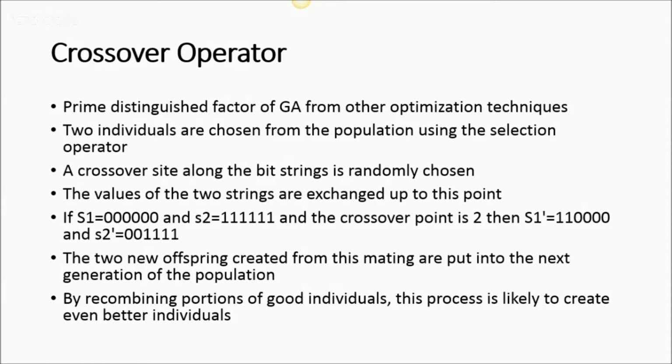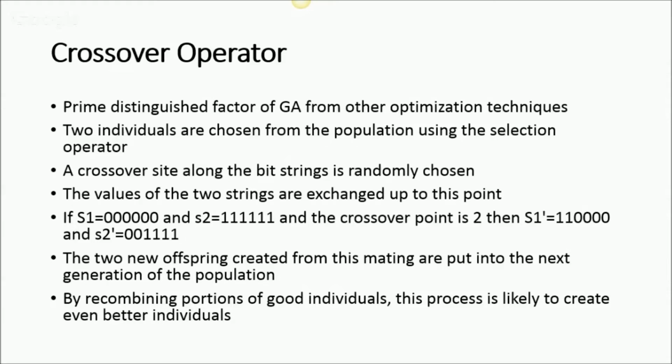So the next thing we can look at is crossover, which we just talked about. Two individuals are chosen from the population using a selection operator. A crossover site is chosen along the string, so if we're using ones and zeros as a bit string example. The values of the two strings are then exchanged along this point. So obviously if we've got a string with all zeros, a string with all ones, and the crossover point is 2, we would have 1 1 0 0 0 0 and 0 0 1 1 1 1.